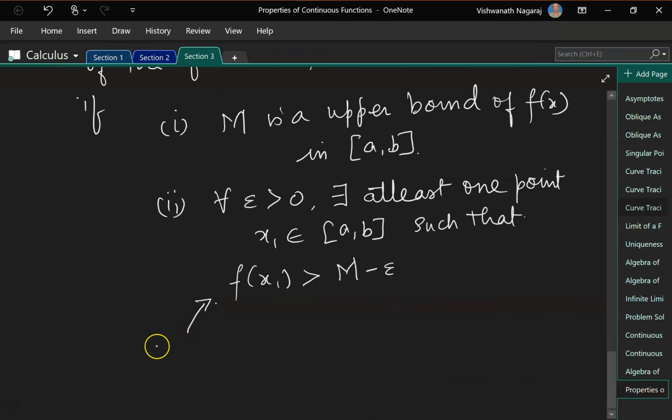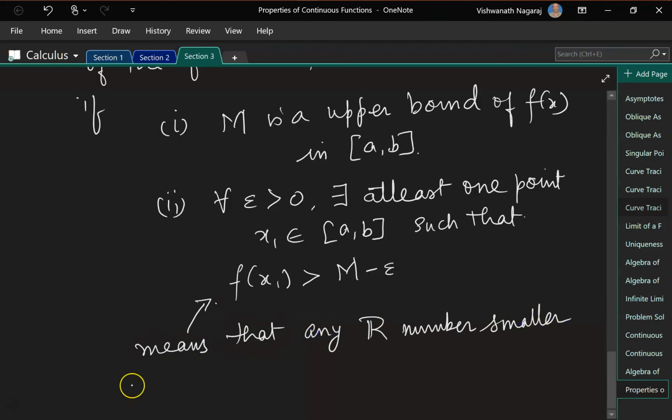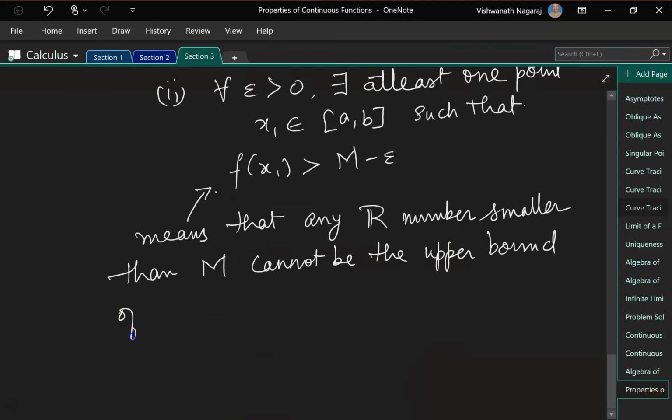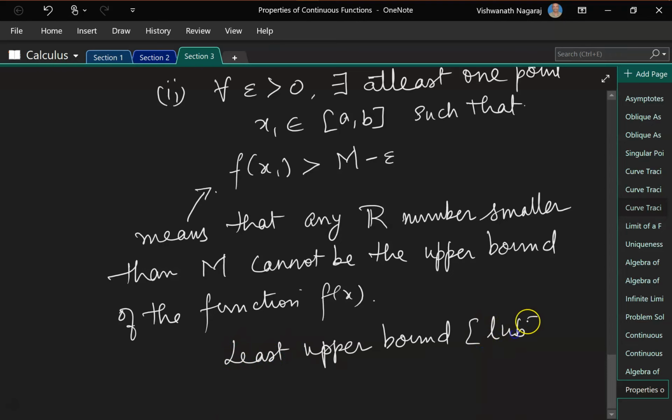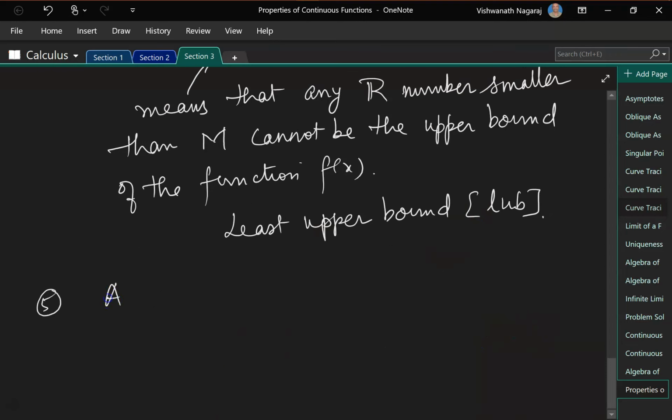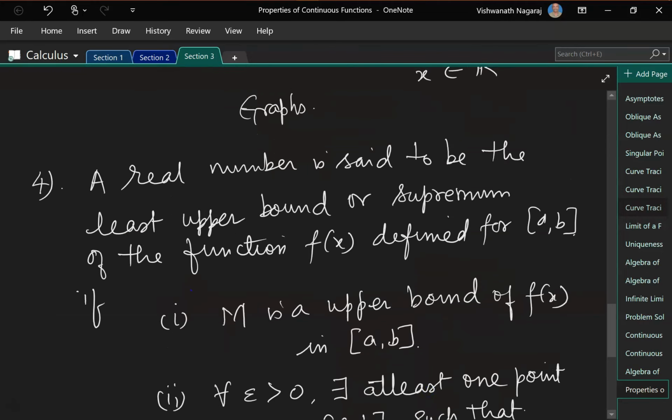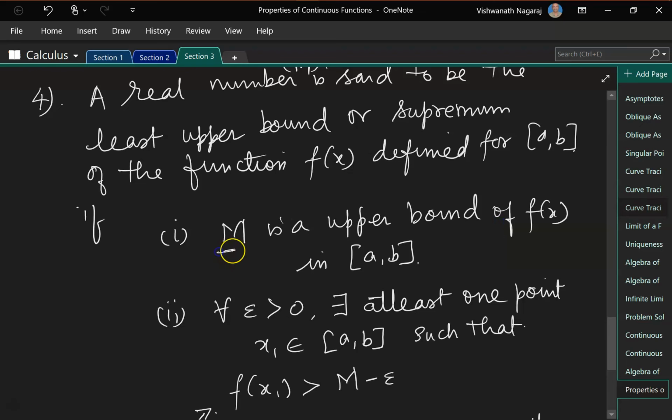What this basically means is that any real number smaller than M cannot be the upper bound of the function, and this is called the least upper bound, or in short LUB. Then a real number, here I should have mentioned a real number M. Yes, I didn't mention it. Okay, and that is the M we are referring to here.